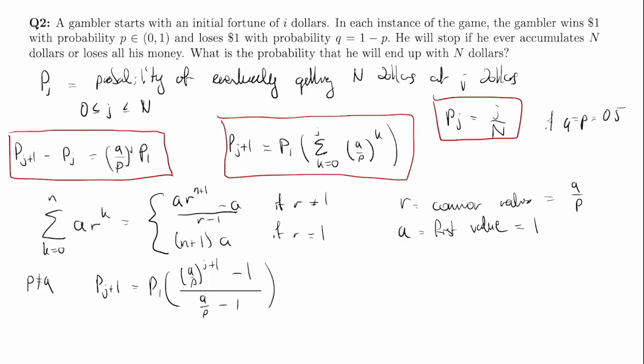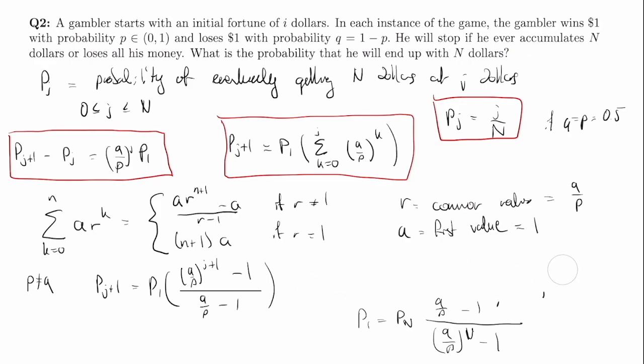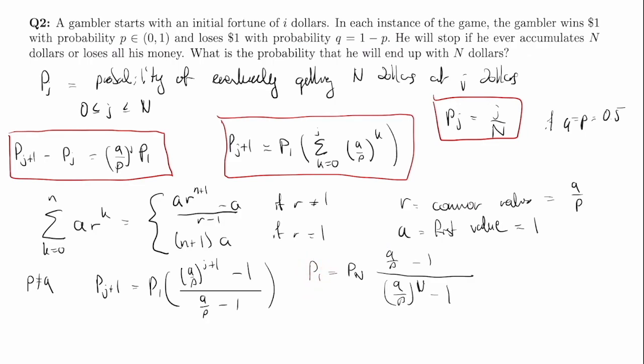And so we can again substitute j equals n minus 1 to get that pn is equal to p1 times (q/p)^(n-1) minus 1 over (q/p) minus 1. And so solving for p1, we get that p1 is equal to pn times this whole fraction, which is (q/p) minus 1 over (q/p)^(n-1) minus 1. Okay, so we'll clean this up a bit too. We're kind of running out of space, but that's all right. There we go. Okay, so now we can plug in our value for p1 into here.